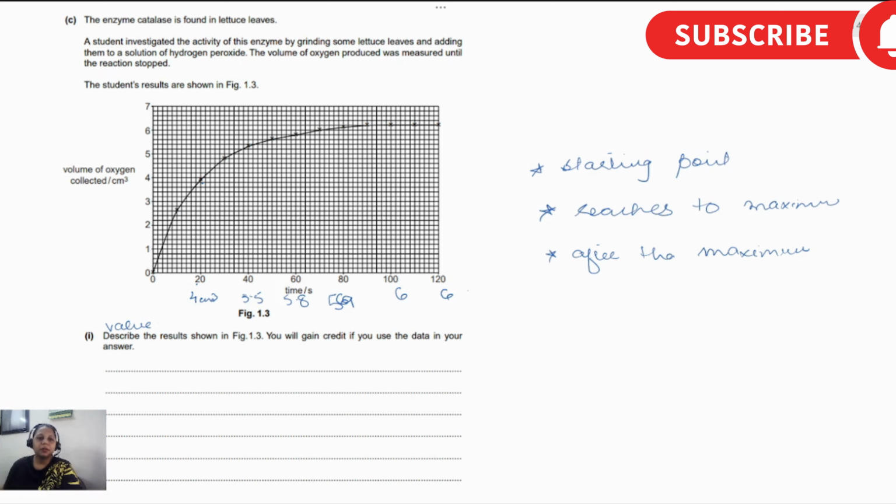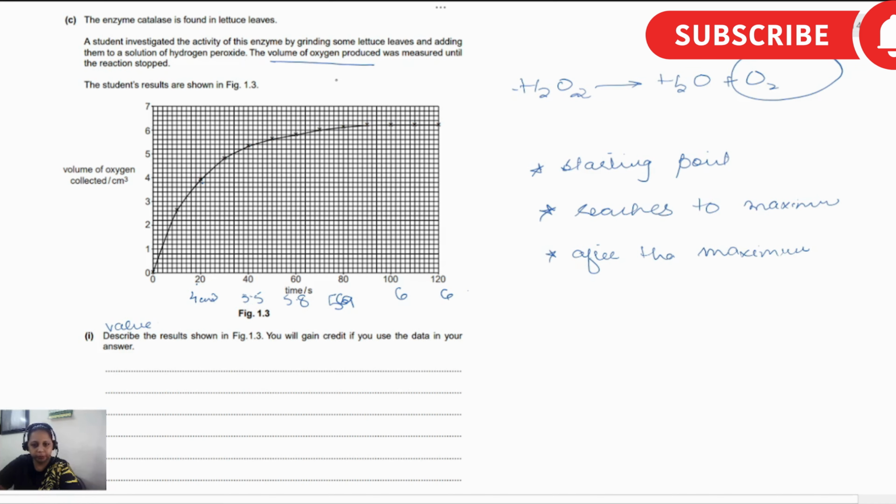The question is a graph representing enzyme activity on hydrogen peroxide, and when hydrogen peroxide breaks down it produces two things: water and oxygen. They are just measuring the effect of that enzyme on the production of oxygen, the volume of oxygen produced. Okay, now tell the answer.